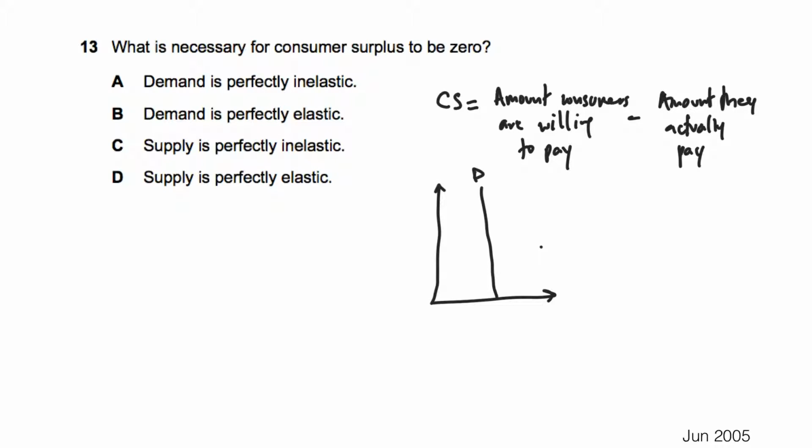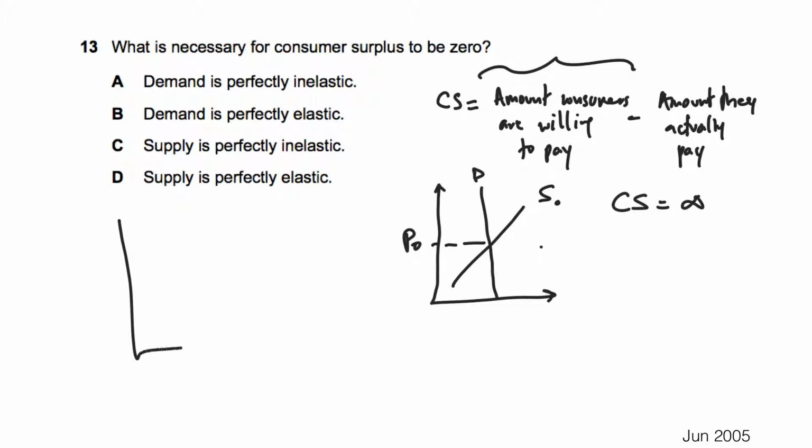So when your demand curve is perfectly inelastic, let's say this is my demand curve, which means that if this is my supply curve, the consumer is paying P naught price. But because the demand curve is perfectly inelastic, the consumer is willing to pay any price, and that's why consumer surplus will be infinite.